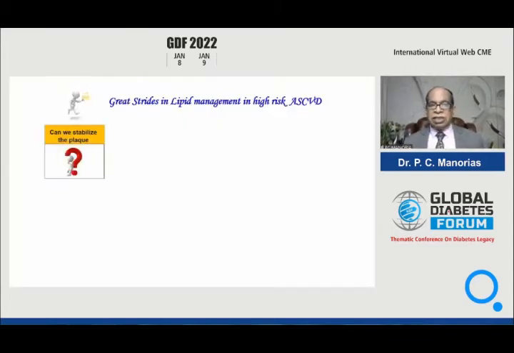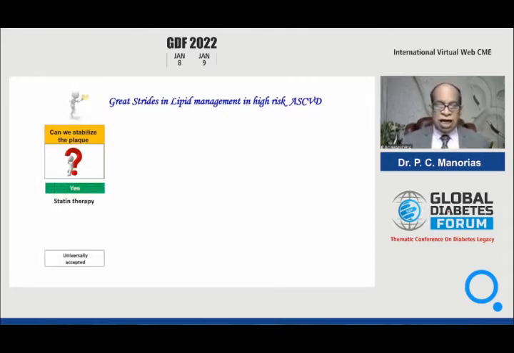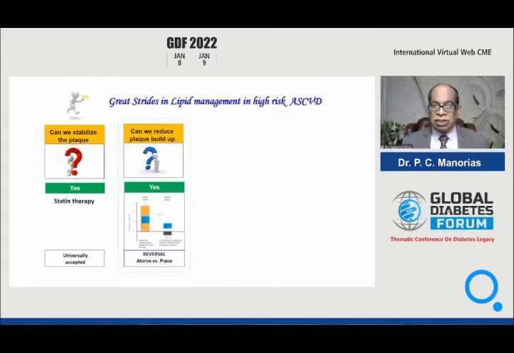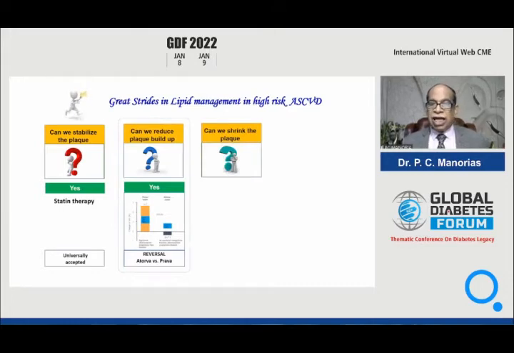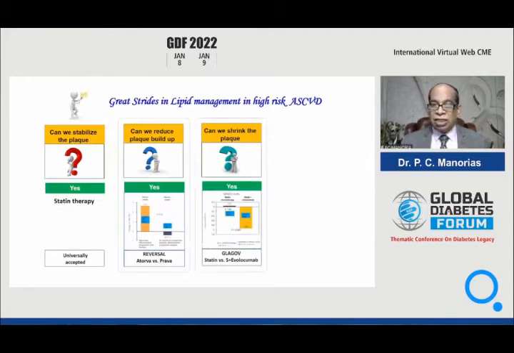When we look at the issue as to whether we can stabilize the plaque, the answer is unhesitatingly yes. We know statins passivate the plaque, they decrease cardiovascular events. When we look at the issue, can we reduce the plaque buildup, which means can we arrest the progression of atherosclerosis? Again, the answer is yes, and we have data from the REVERSAL trial. The other issue is, can we shrink the plaque, which means can we produce regression of atherosclerosis? Again, the answer is yes. We have data from the GLAGOV trial with PCSK9 inhibitor evolocumab.